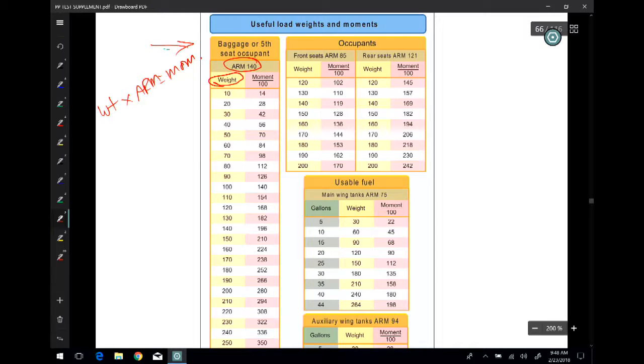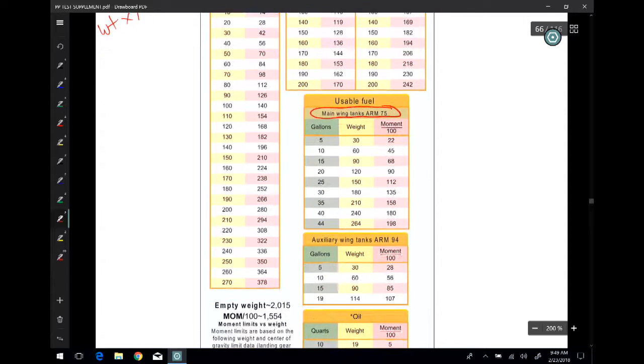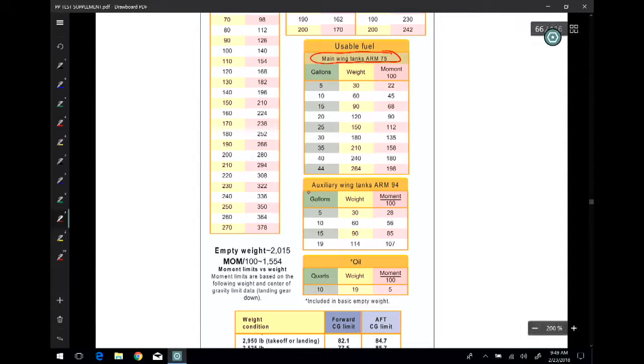So with each of these columns, you can see that we have weight. We actually have the arm, so we can actually work with the mathematics on this, which is great. So we see here we've got baggage or fifth seat. We have the occupants here, so we have our front seat, we have our rear seat. Fuel, we have fuel here, but notice a couple of things. We have main wing tanks here with an arm of 75 inches. We have auxiliary wing tanks here with an arm of 94 inches. So notice that we have two different places for fuel.